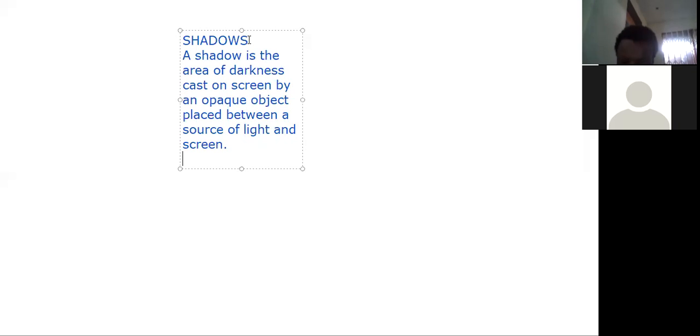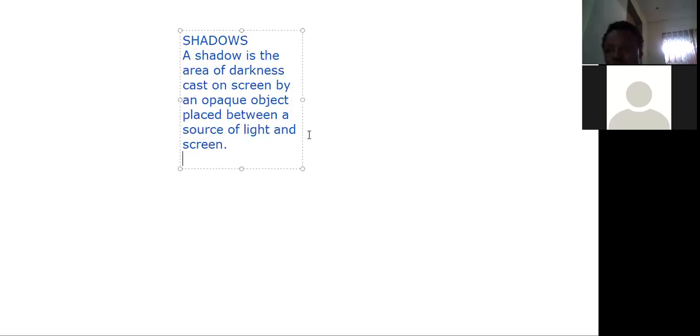So when an opaque object is placed in the path, part of the light is blocked, and therefore a dark image is cast. Now that dark image is what we call the shadow. The shape of the shadow is similar to the shape of the opaque object. It's a representation of the opaque object. The shape of the shadow is formed by the principle of rectilinear propagation of light.